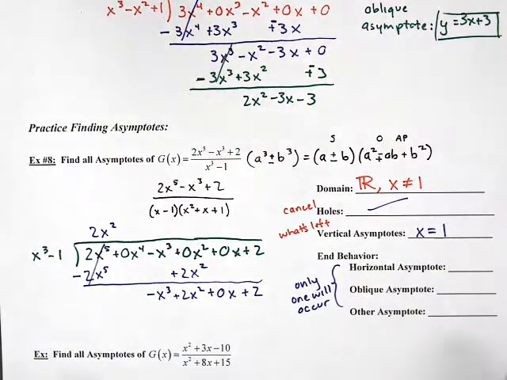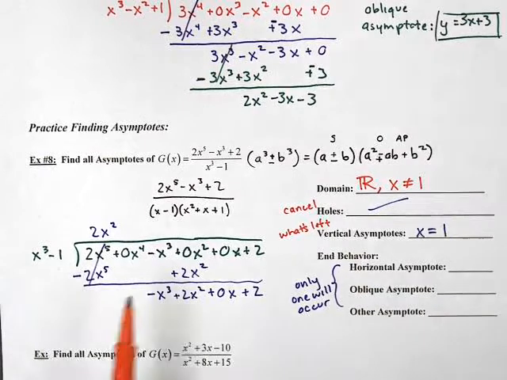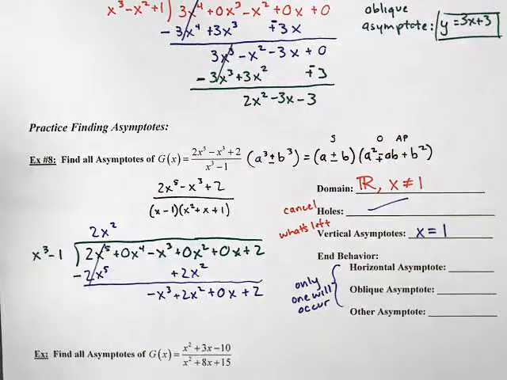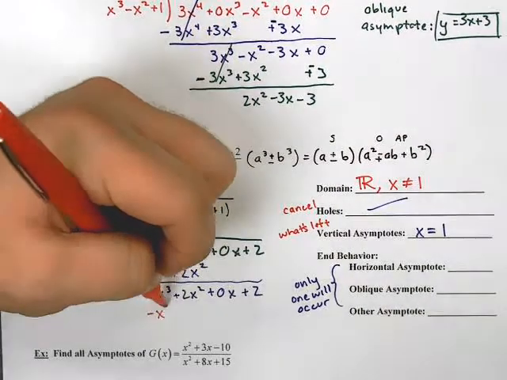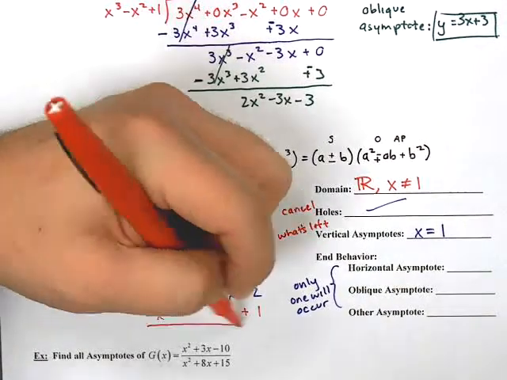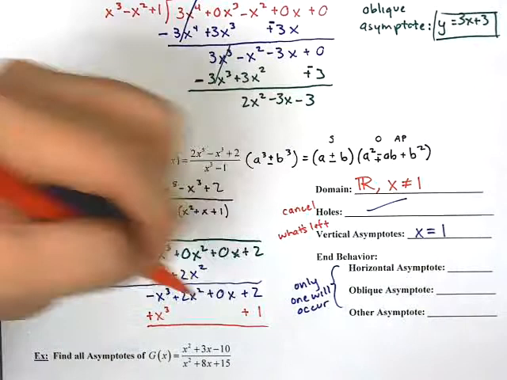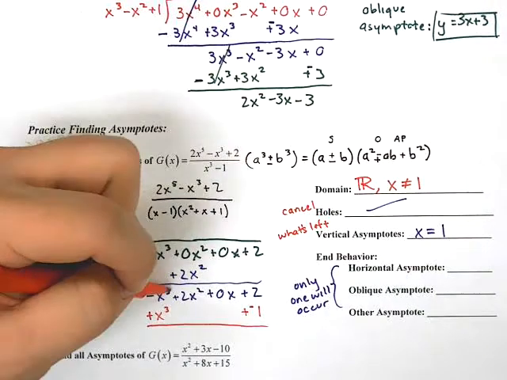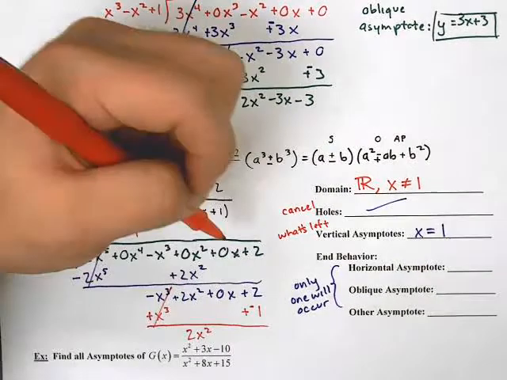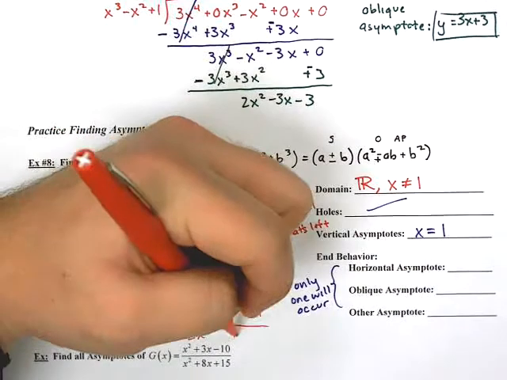Oh, and we're almost done. I need to figure out how to turn x cubed into negative x cubed, or what's it missing? It's just missing a negative 1. So this becomes negative x cubed. This becomes positive 1 when I change my signs. Cancel, and I'm left with 2x squared plus 1.